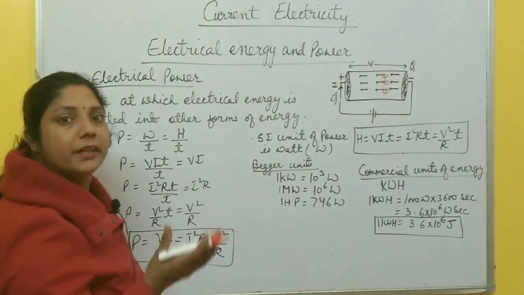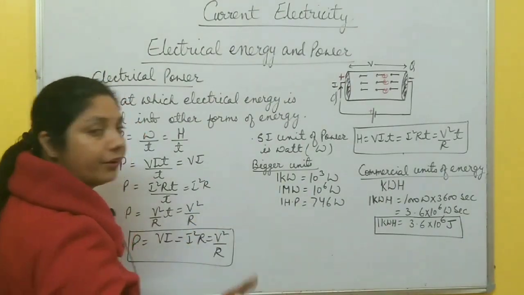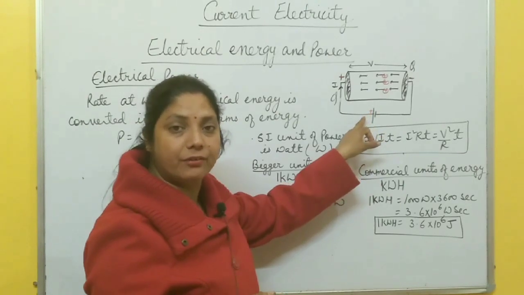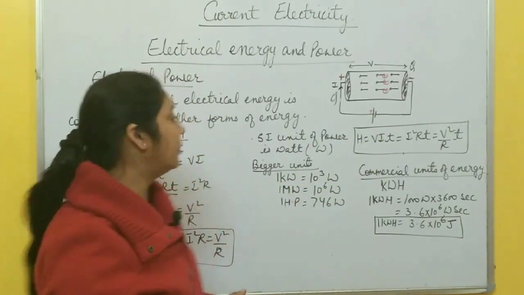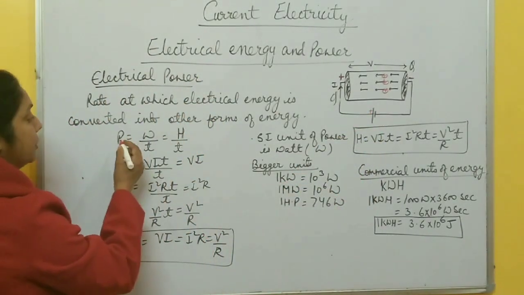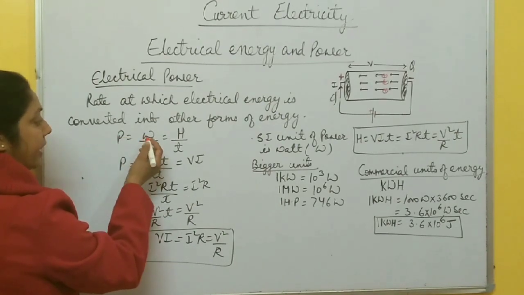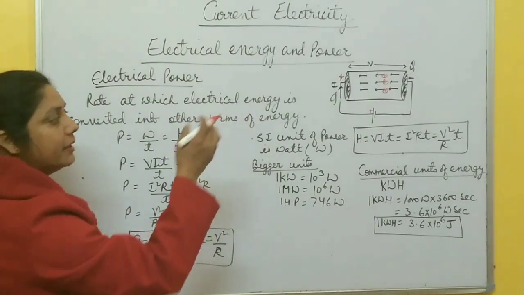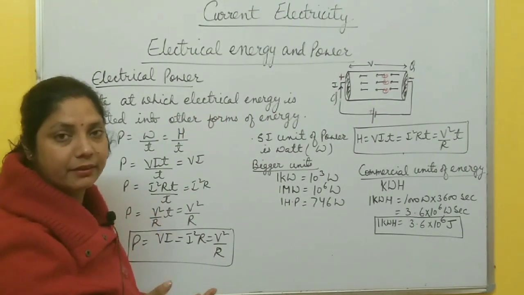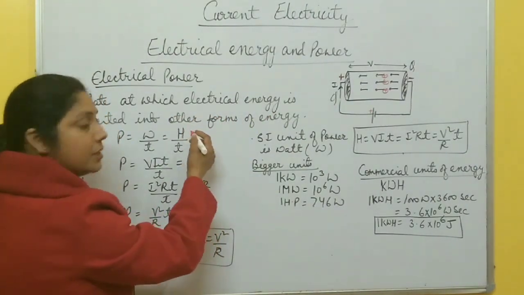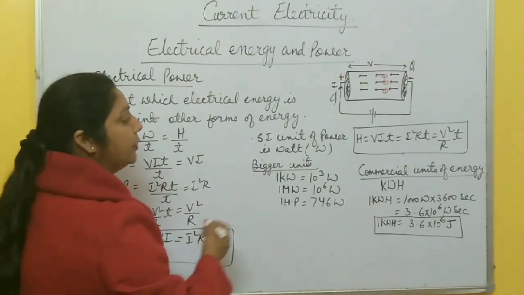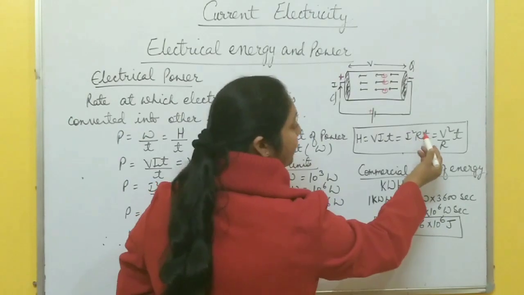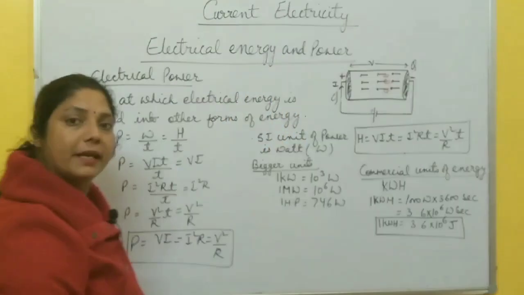electrical power. What is electrical power? It is the rate at which the electrical energy supplied by the battery is converted into other forms of energy. So electrical power is work done per unit time, and that work done is nothing but the electrical energy supplied by the battery. So you can write heat energy also, H by t, and the formula for H, the heat energy, is V I t equal to I square R t equal to V square by R t.